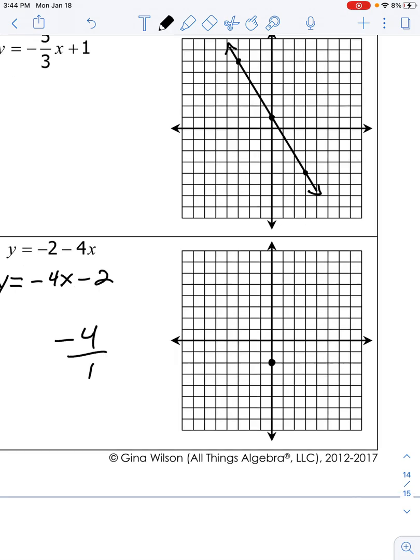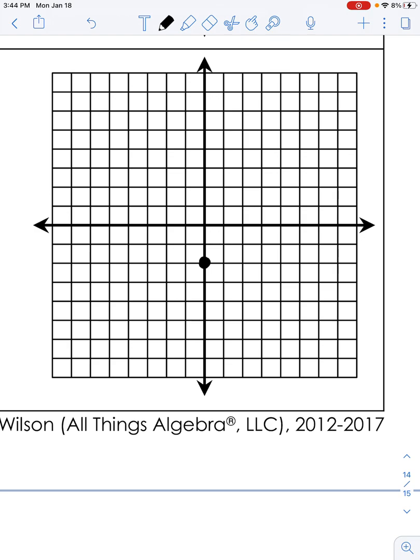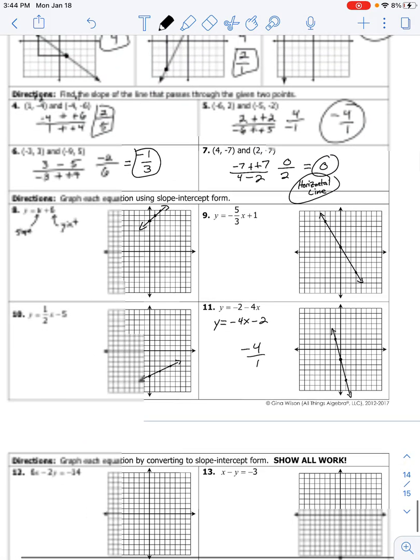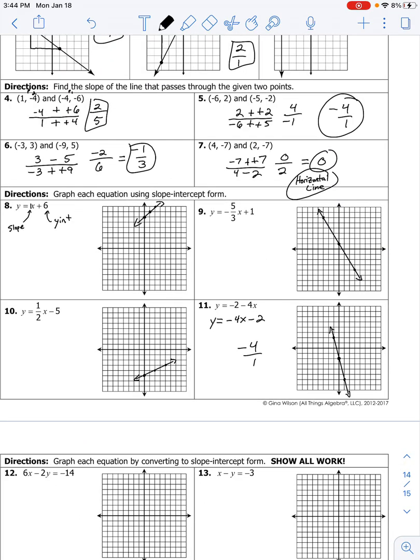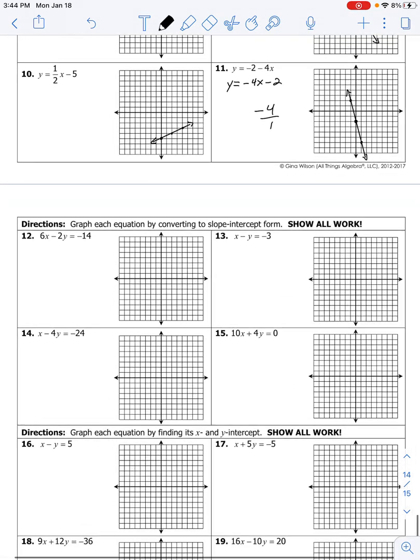And then our slope is actually negative 4 over 1. So we're going to go down 4 and right 1. We cannot do another one, so we're going to go back to the y-intercept. And then we're going to go up 4 and left 1. Should fall right in line. And then draw our line, like so. And that would be plotting the intercepts from slope-intercept form.